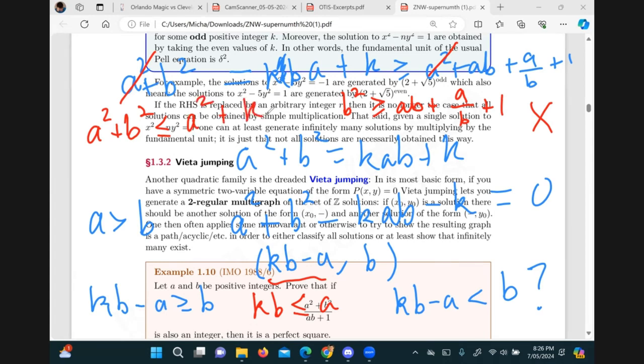Wait, if KB is less than or equal to A, then it doesn't work, right? Then AB is negative, right? So if KB is less than or equal to A, then that means KBA is less than or equal to A squared. And then the other thing is AB, like not less than an integer. Oh, is A bigger than B then? A is bigger than B. Okay, so that's where it could fail. Well, we get B squared is less than or equal to AB.